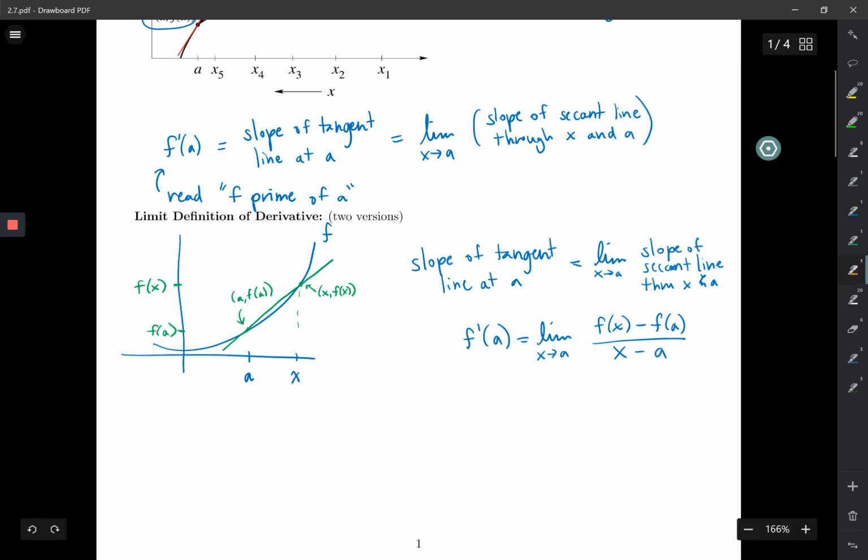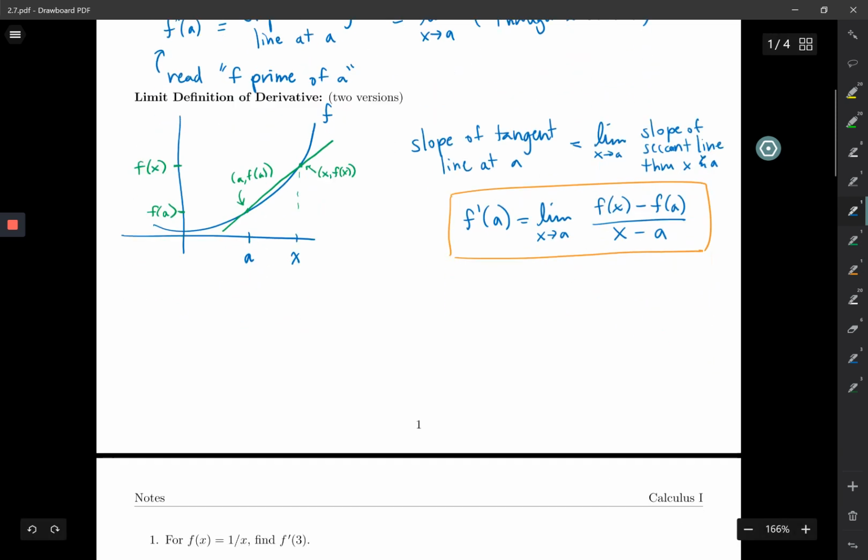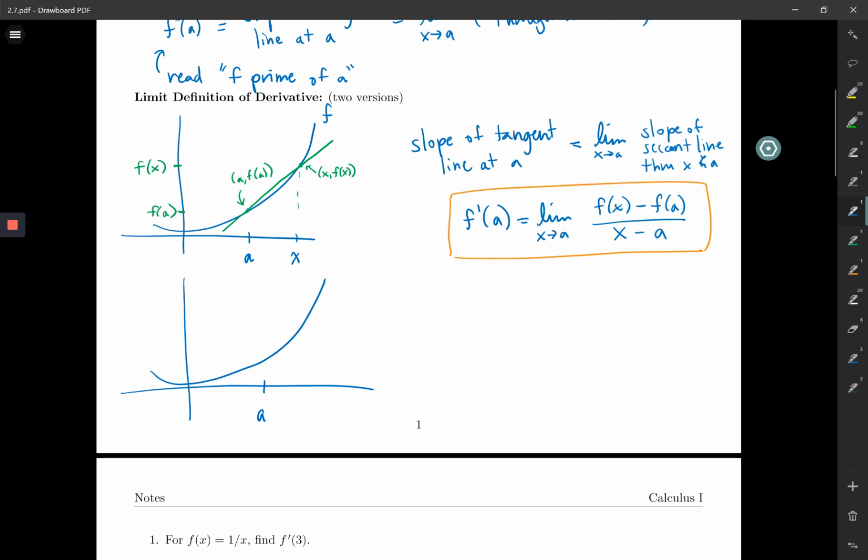So this is the first definition, and then also we're going to talk about the other definition. So I'm just going to draw basically the same picture where I have a point A, and we have a function f.